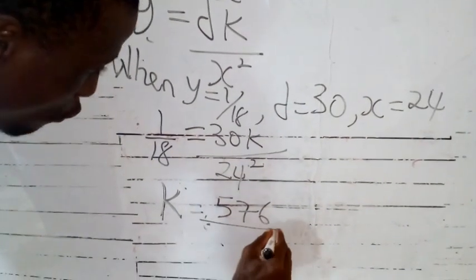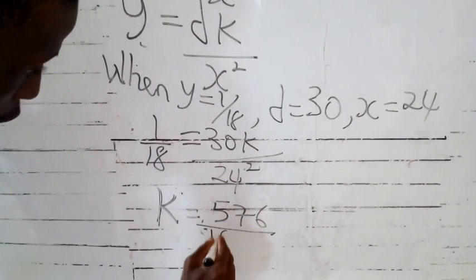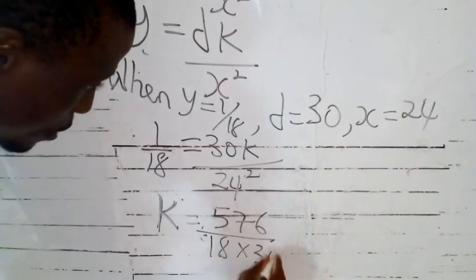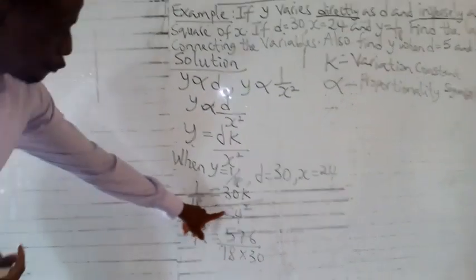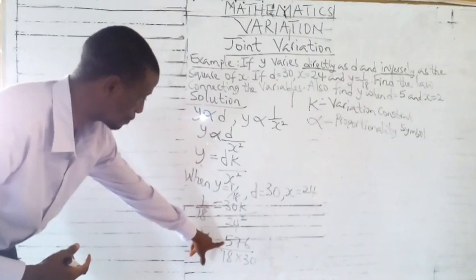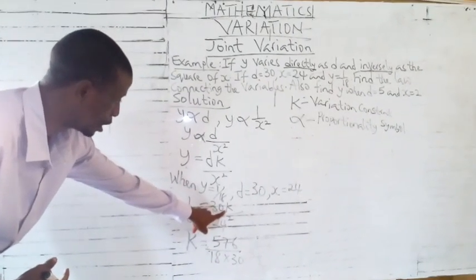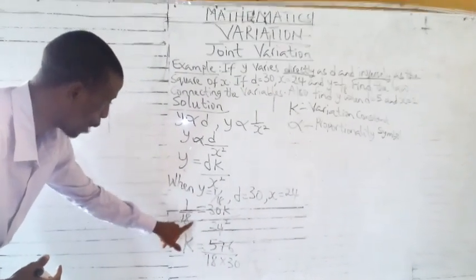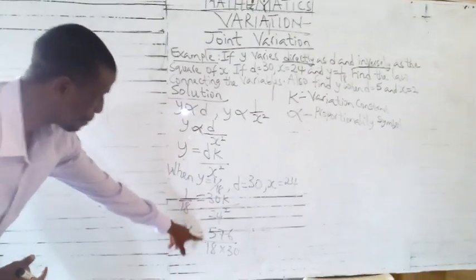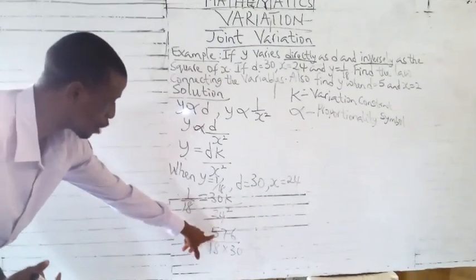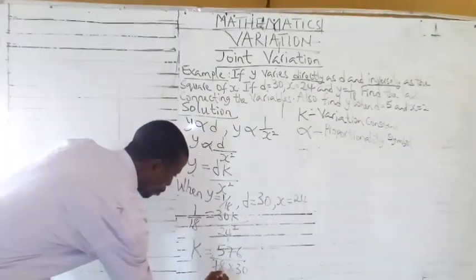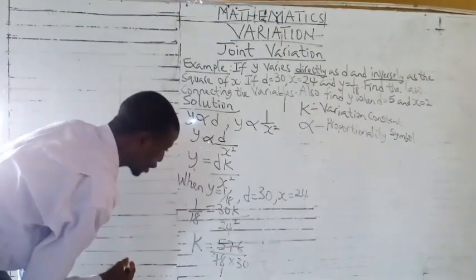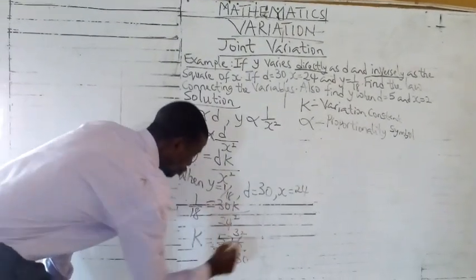Now our k is going to be 576 over 18 times 30. 24 times 24 is going to give us 576. And we want to make our k the subject of the formula. When you cross multiply, 18 is going to go and meet 30, and 24 squared is going to be 576. Now, 18 in 576 is going to be 32.